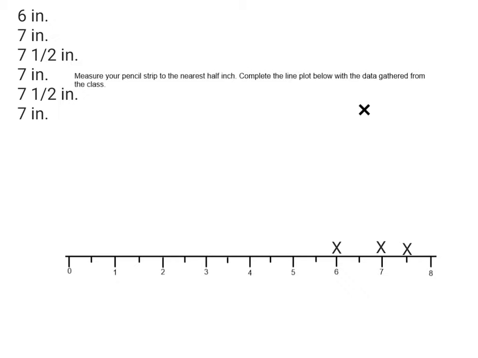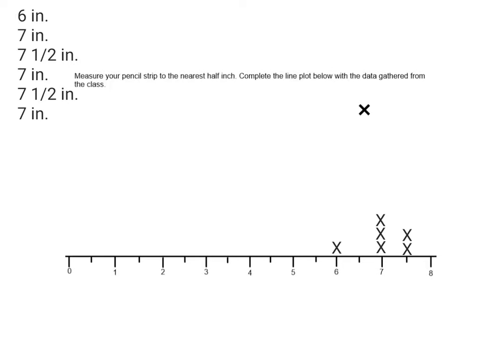And I'm going to put another X at 7 inches. I'm going to put another X at 7 1/2 inches. And I'm going to put my last X at 7 inches. Now my line plot is complete, and I can use this line plot to gather data about my pencils measured to the nearest ½ inch. Some of the questions could be, how many pencils measured 7 inches?